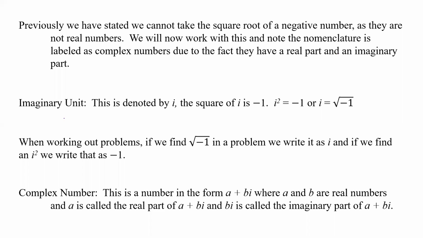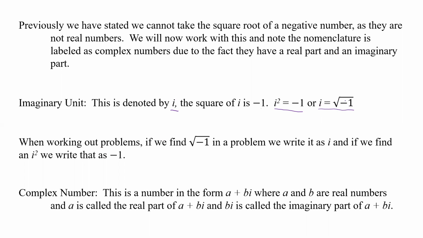So the imaginary part is going to be the imaginary unit, and we're denoting that with just the letter i, kind of an italics i. And we know the square of i is going to be equal to -1. And so then i squared is equal to -1 if we write it out in full. Or if we take the square root of both sides, i is equal to the square root of -1.